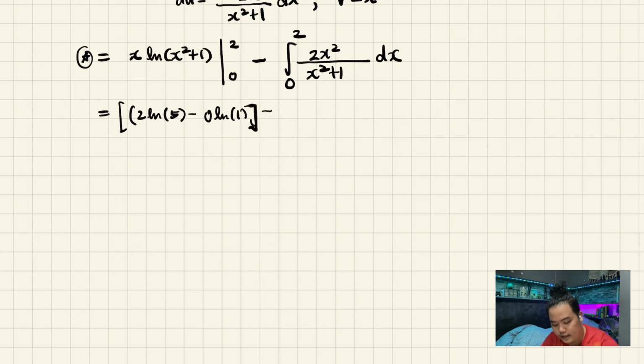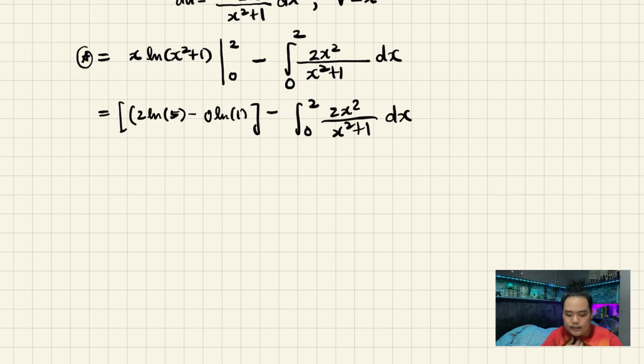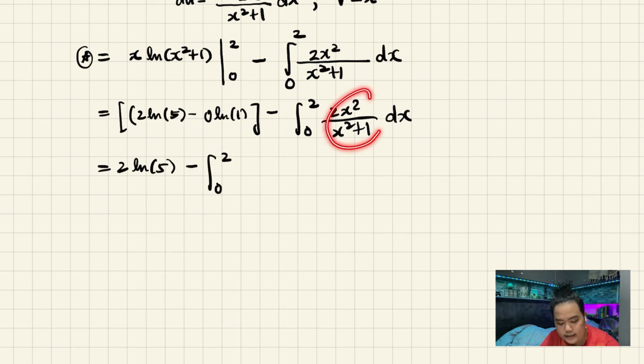Dapat malaki para hindi nakalito. Minus, okay, kopyahin ko lang itong pangalawa. Ayan. So, anong lalabas dito? Ito 0 na to. So, meron kang 2 ln of 5 minus integral from 0 to 2. Ito, rewrite natin sa form na madali siyang i-integrate. So, meron kang x squared. Ang pwede kong gawin dyan ay, this is scratch part lang. 2x squared over x squared plus 1.